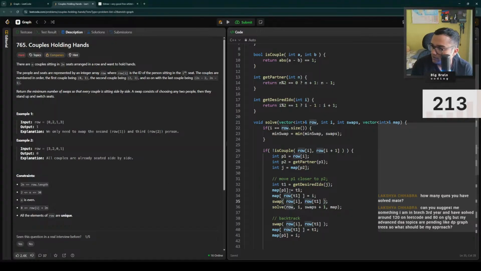Can you suggest me something? I am in BTech third year and have solved around 120 on LeetCode and 80 on GFG. But my advanced DSA topics are pending like DP, graphs, trees, so what should be my approach? Your approach should be to study those topics and do questions based on those topics. Very simple, man. You have to do hard stuff.